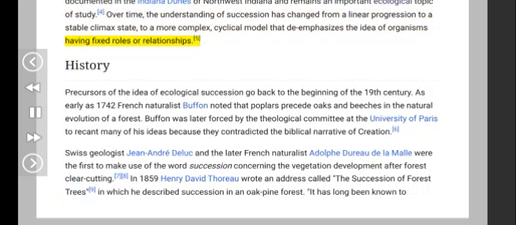History. Precursors of the idea of ecological succession go back to the beginning of the 19th century. As early as 1742, French naturalist Buffon noted that poplars precede oaks and beeches in the natural evolution of a forest. Buffon was later forced by the Theological Committee at the University of Paris to recant many of his ideas because they contradicted the biblical narrative of creation. Swiss geologist Jean-André Deluc and the later French naturalist Adolphe Dureau de la Malle were the first to make use of the word succession concerning the vegetation development after forest clear-cutting.